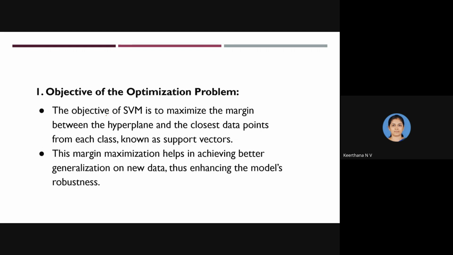This margin maximization helps in achieving better generalization on new data, because generalization matters when you are dealing with unseen data. Your model should perform in an optimized way in order to ensure high generalization. Thus it helps in enhancing the model's robustness. So that's why we are going for an optimization problem.